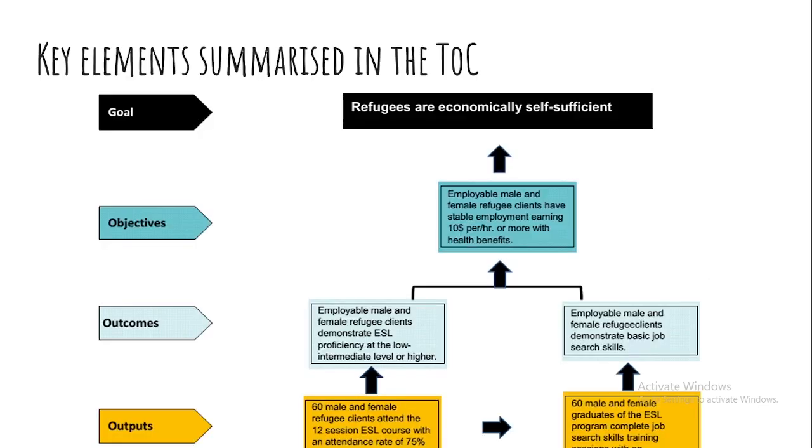So key elements summarizing the theory of change, as I said, is also done according to the hierarchy of results. There is your goal here. This is just a sample example, but I'm going to give you another example. Maybe your goal is refugees are economically self-sufficient. In the objectives, employable male and female refugee clients, stable employment, earning per hour or more with health benefits. And the outcomes of this objective is employable male.